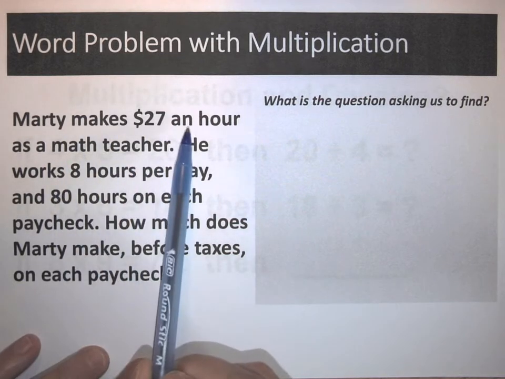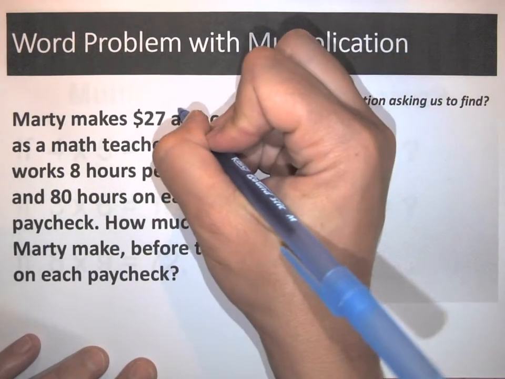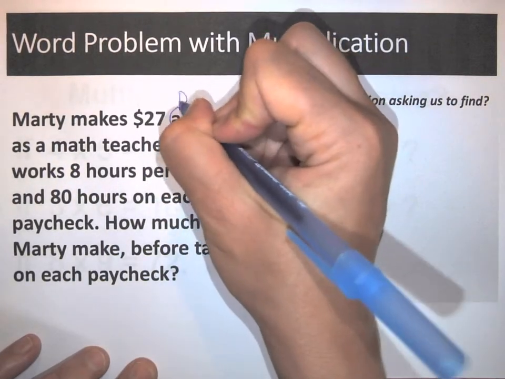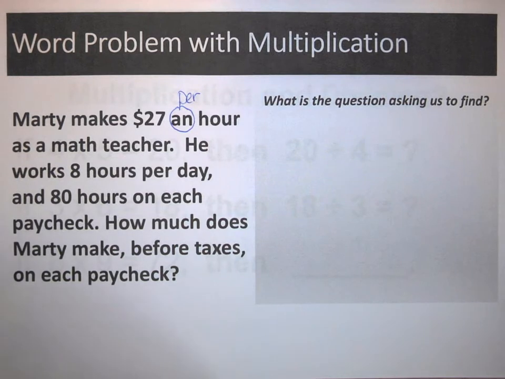Marty makes $27 an hour as a math teacher, and this is another way of saying per. He works 8 hours per day and 80 hours on each paycheck. How much does Marty make before taxes on each paycheck?